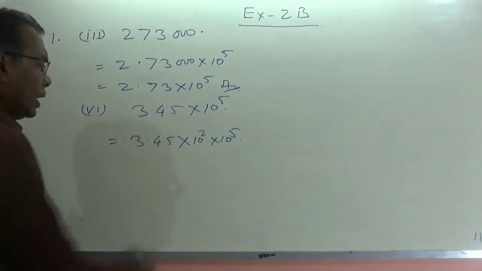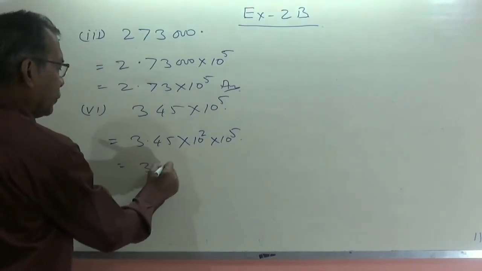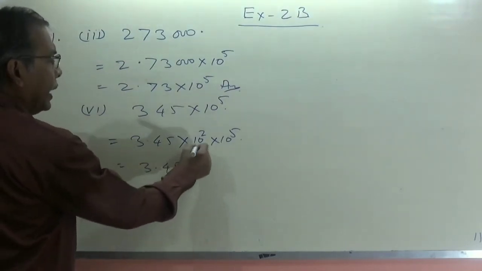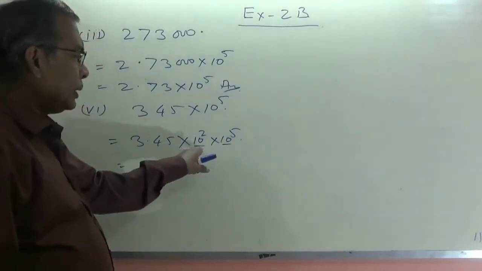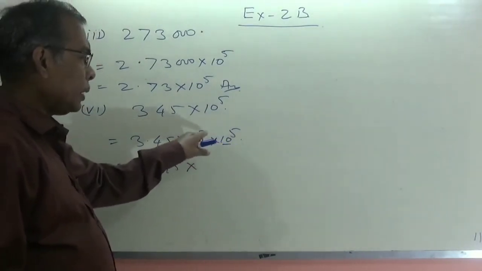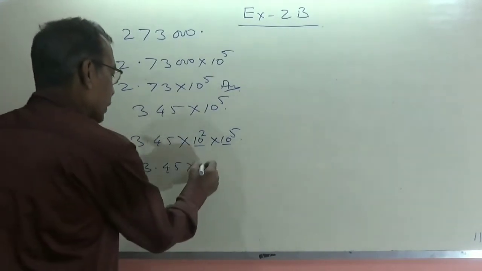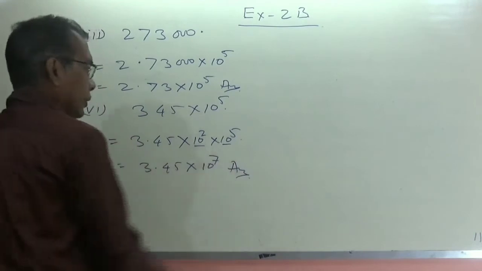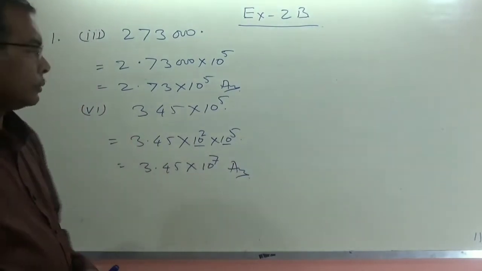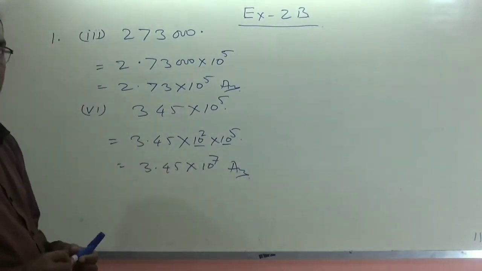Now one simplification is required, 3.45. And here I am finding the bases are equal. Yes, last class I told you that when the bases are equal, in case of multiplication, powers should be added. 5 plus 2 is 7. That is 10 to the power plus 7, and that will be your answer. I think it is clear.